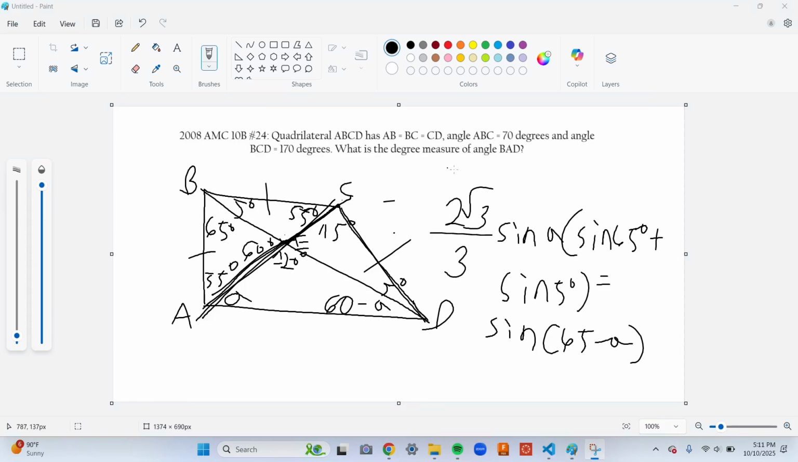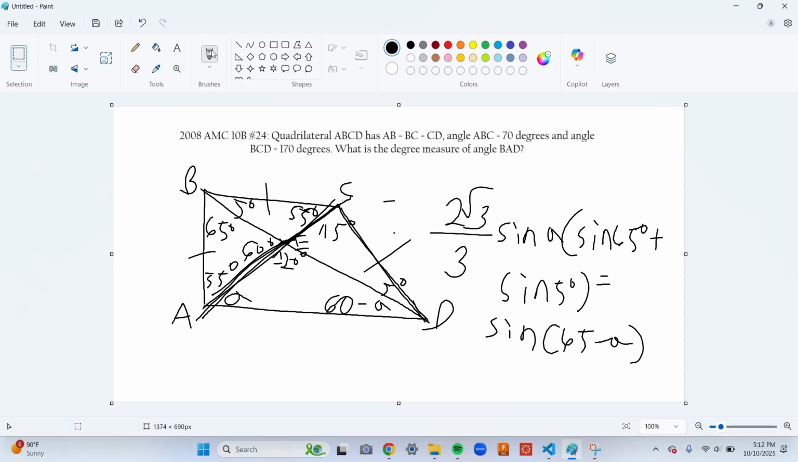Okay, so I took that equation and I cross-multiplied both of the fractions to come to this. So 2 root 3 over 3 sine A times sine of 65 plus sine of 5 is equal to sine of 65 minus alpha. Okay, so now what we essentially want to do is simplify sine of 65 plus sine of 5 degrees, right?